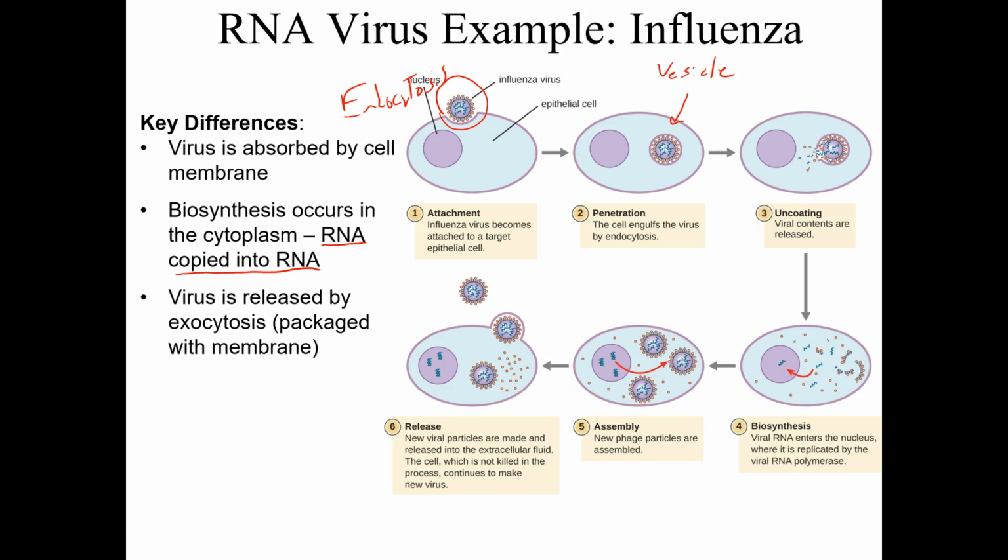get to assembly. Right? New flu particles are assembled, and then you get to release, where, as you can see, they have to be packaged up through exocytosis. And they just kind of bubble out and leave one at a time. So, that's a little different from what we saw with bacteriophages. For one, it has to be engulfed by your cells. Two, it's an RNA virus, so in this case, its RNA has to be copied into RNA. And then during release, it has to be packaged up again.